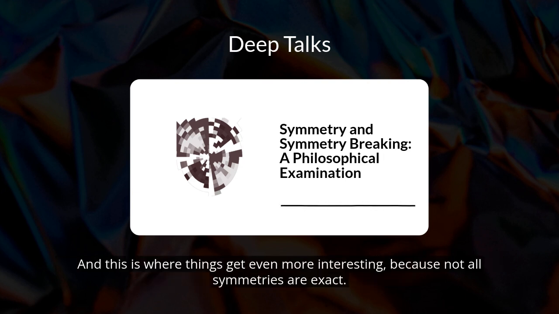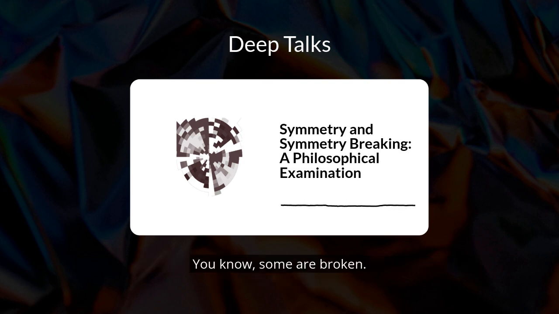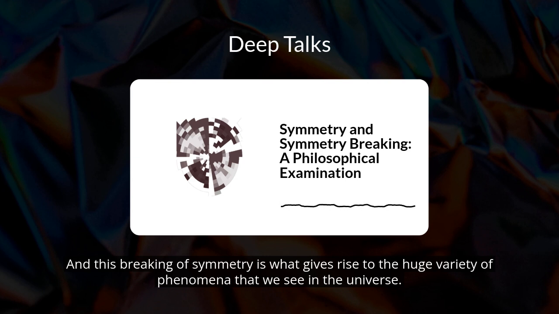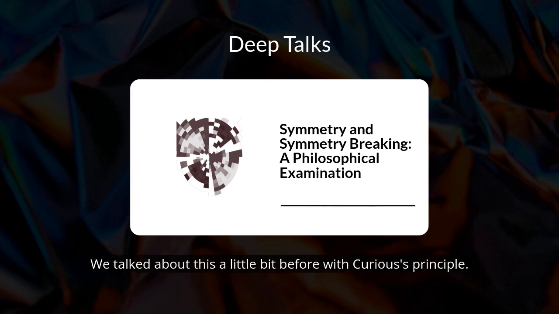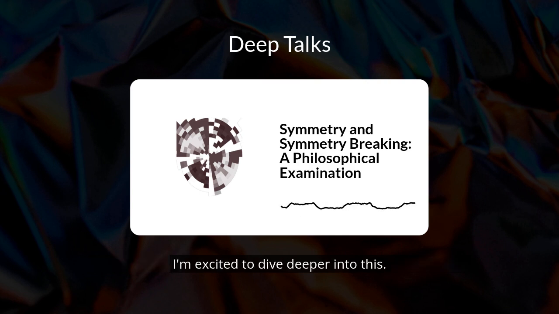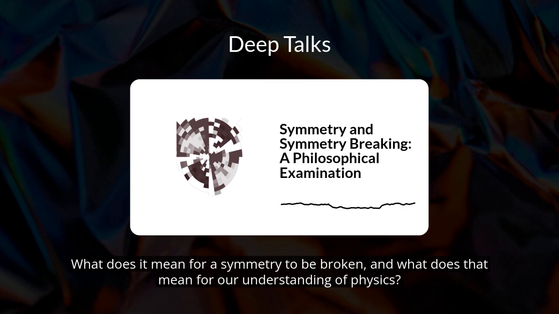And this is where things get even more interesting because not all symmetries are exact. Right. Some are broken. And this breaking of symmetry is what gives rise to the huge variety of phenomena that we see in the universe. Symmetry breaking. We talked about this a little bit before with Curie's principle. I'm excited to dive deeper into this. What does it mean for a symmetry to be broken, and what does that mean for our understanding of physics?